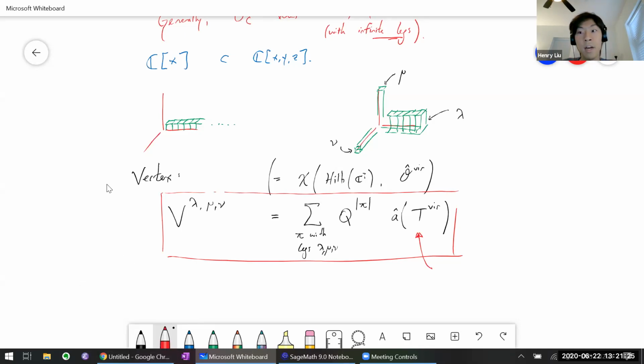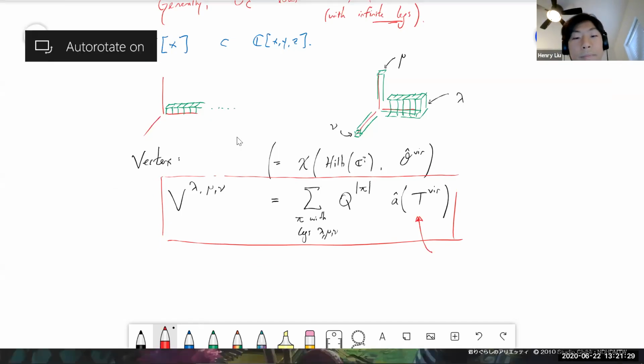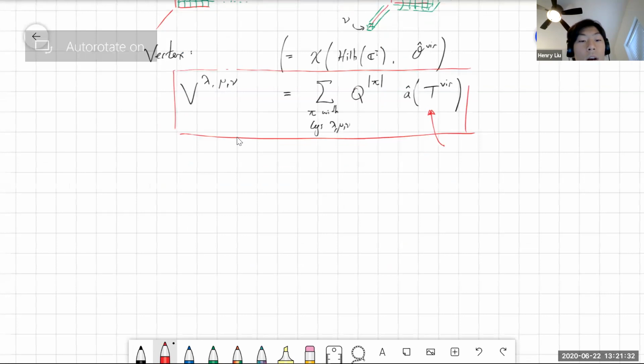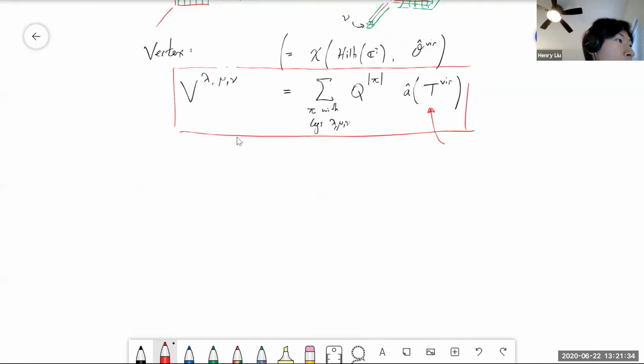Okay, so I should hurry up. That was a brief review of DT theory. Okay. Now, there are some problems with DT theory that we want to resolve. One problem is that this moduli space is way too complicated.